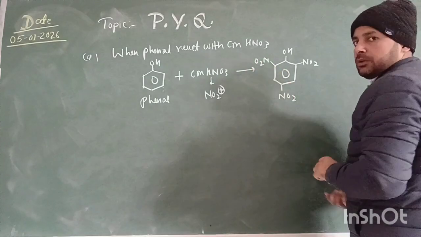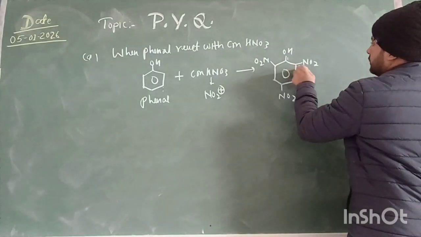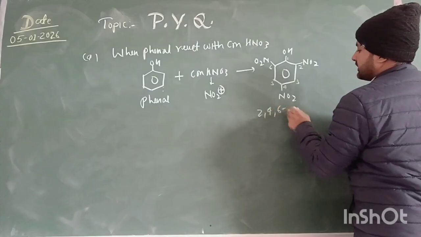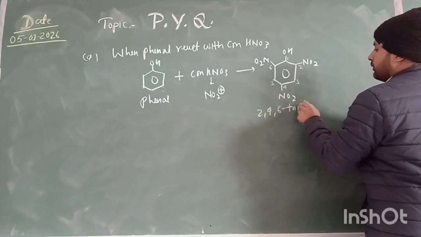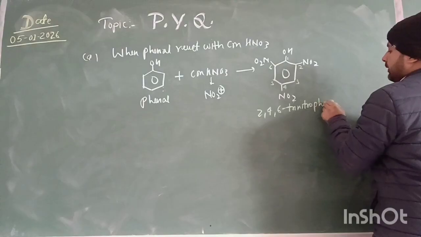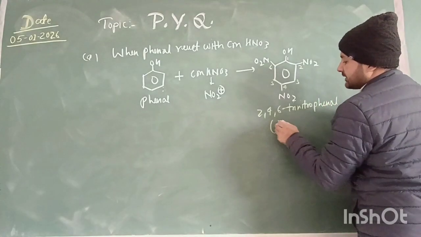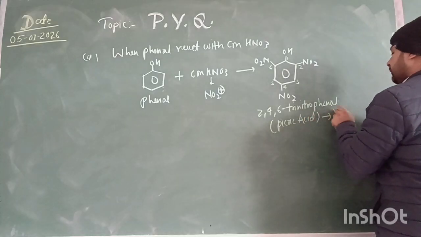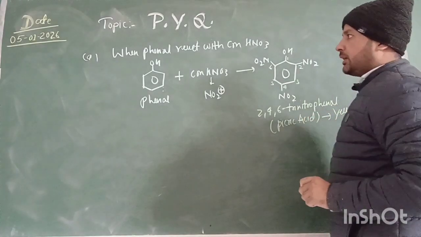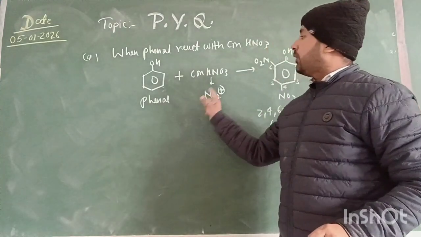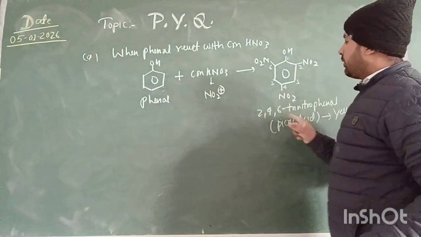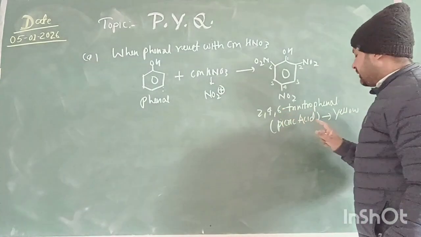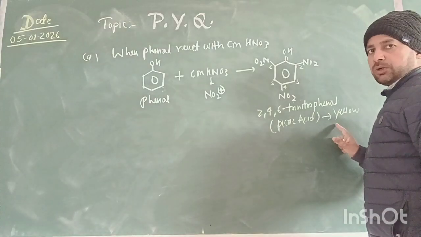O2N. This is called 2, 4, 6 trinitrophenol. Its common name is also picric acid. It is a yellow color compound, okay? So we can understand that when phenol reacts with concentrated HNO3, it will give 2, 4, 6 trinitrophenol, which is also known as picric acid. It is a yellow color compound, okay?